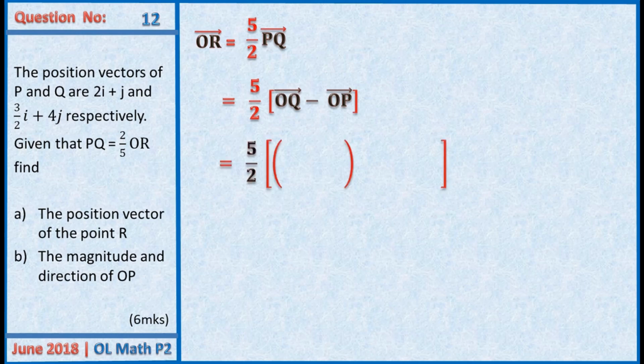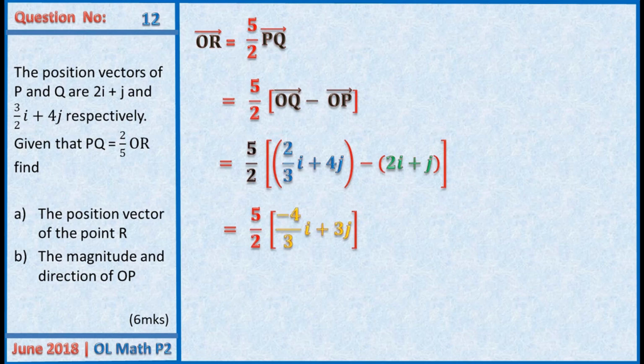Our OQ minus OP gives us 3i plus 4j minus (2i plus j). Remember, when you are subtracting terms which have sums or differences, you must use brackets to avoid errors. So brackets must be used because I'm subtracting terms which are sums or differences. When you simplify, you have i plus 3j. And when you open out the brackets, OR is 5 over 2 i plus 15 over 2 j.